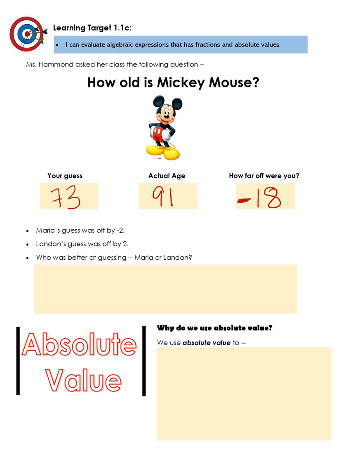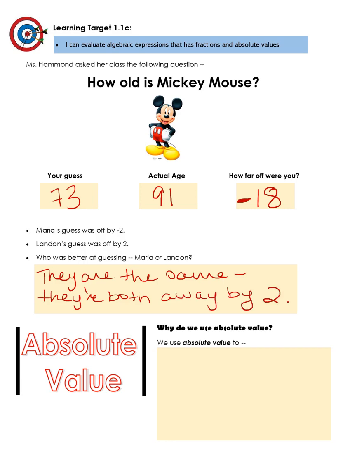So let's say you have a classmate named Maria and her guess was off by -2. So she guessed wrong. She was under guessing by 2 years. Then you have another classmate named Landon whose guess was off by +2. So they were over by 2 years. Who is the better guesser, Maria or Landon? It doesn't matter if Maria was under and Landon was over, they're still only away by 2. So they're the same. They're both away by 2.